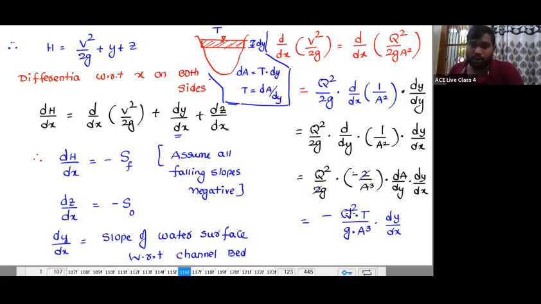Okay. So Q square by A square is V square, and the top width by area: if A square is gone, then T by A. What is A by T? It is the hydraulic depth D. So I can write this Q square by A square as V square into, taking this T to the denominator, A by T is D, V square by gD. What is V square by gD? Fr square into dy by dx. Now you please substitute all these things in the differential equation.